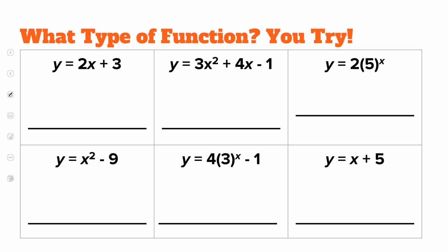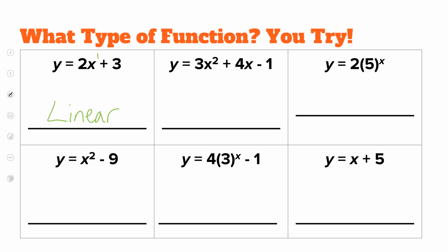So let's see if we can identify some of these functions. Let's start off with this first one. We have y equals 2x plus 3. The first thing we need to look at is what degree does this equation have? Well, it's understood to have a 1 on our variable here, which our variable is x. So since it has a degree of 1, this is a linear function.